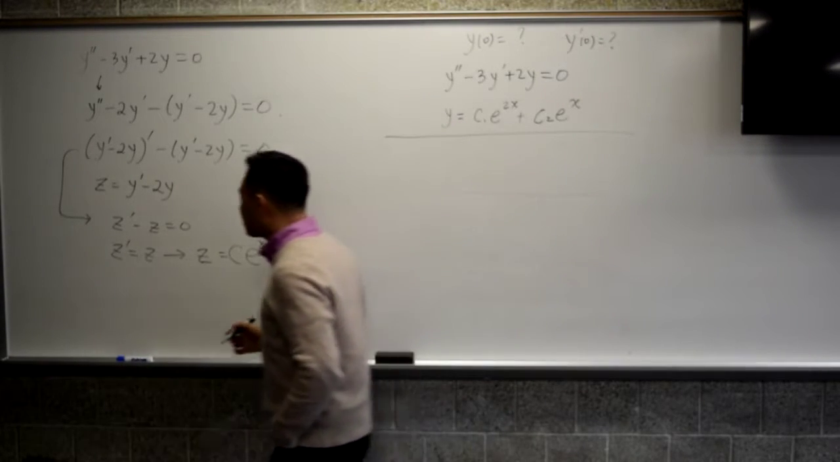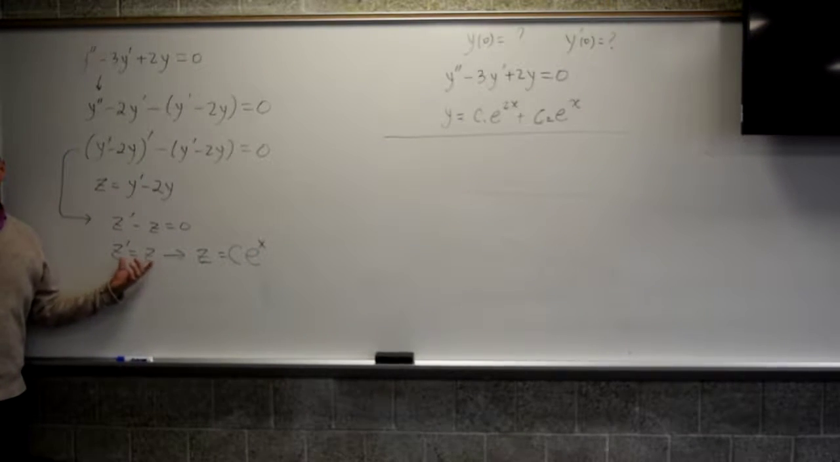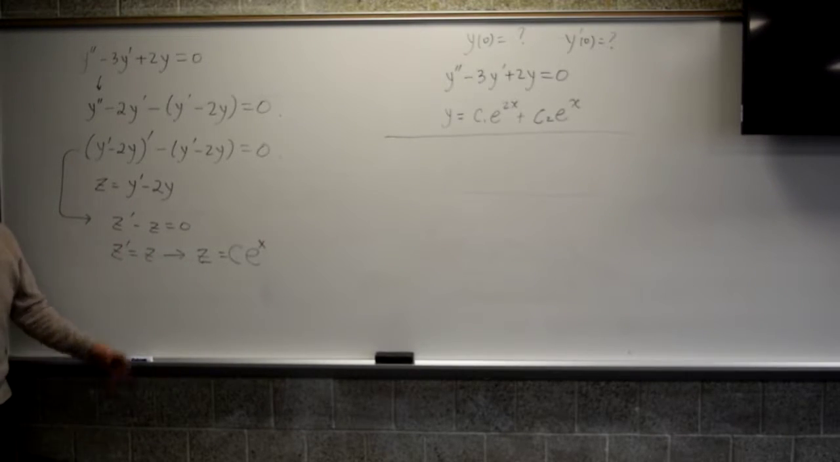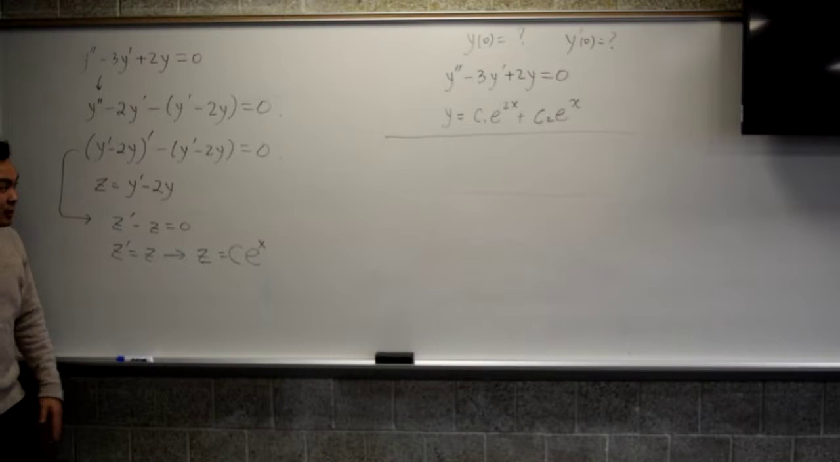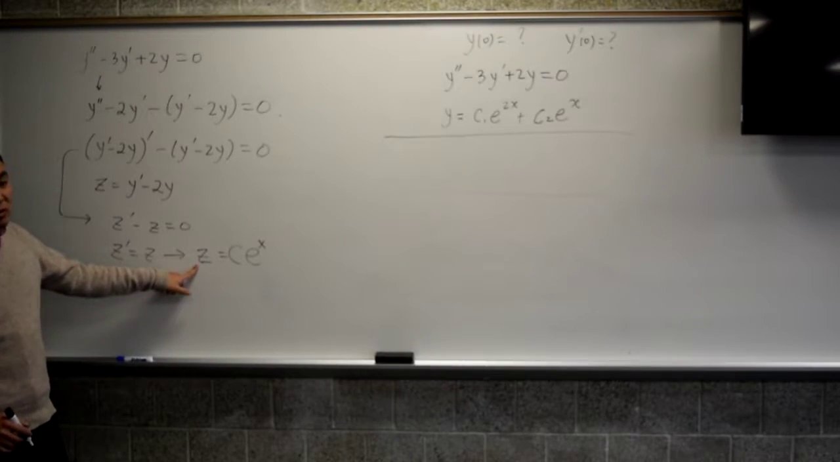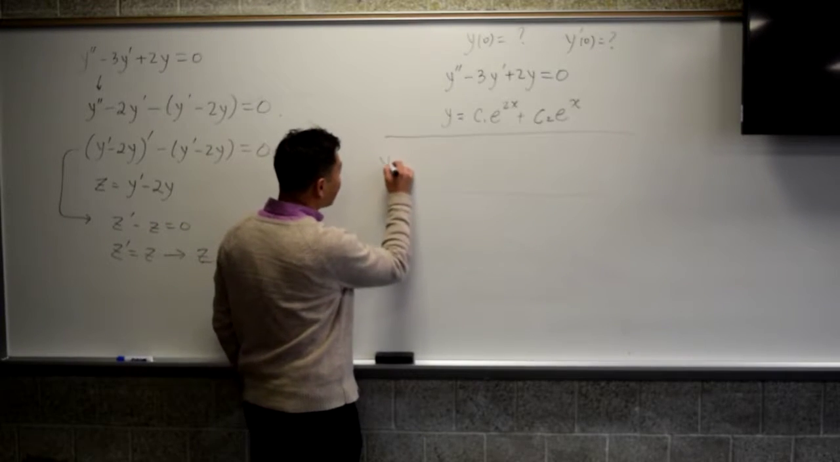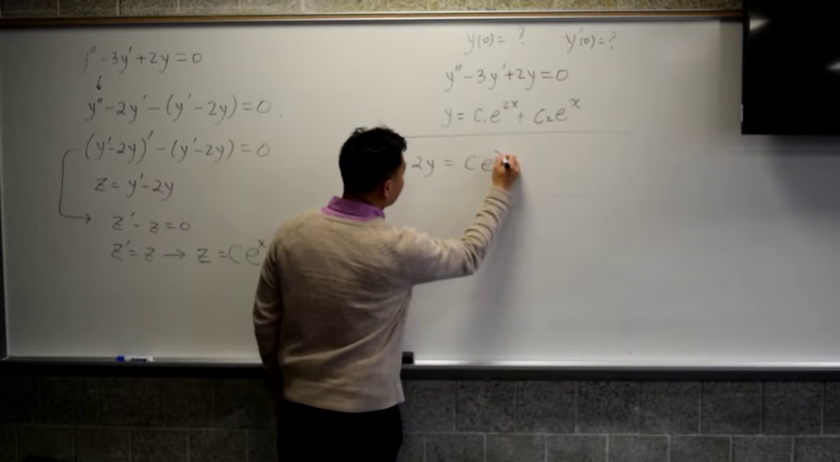Of course, to really justify this step, you should treat this as a separable equation. You divide by z and multiply by dx, and you integrate both sides. But we've done this before, so it's not totally new. You know that the solution of this is that. All right, but what was z? Z was y prime minus 2y. So we have y prime minus 2y equals c times e to the x.